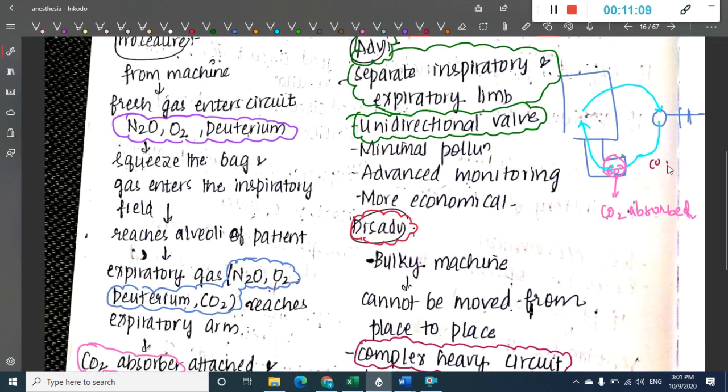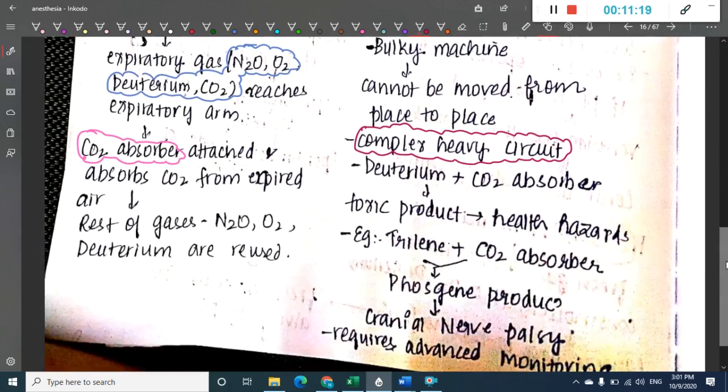And one more important thing: when we said that to this carbon dioxide absorber, what gases go? Carbon dioxide, deuterium, oxygen and also nitrous oxide reach the carbon dioxide absorber. Now this deuterium can react with the carbon dioxide and this forms a toxic product. This is important. Deuterium reacts with the carbon dioxide leading to a toxic product. So this you should remember.